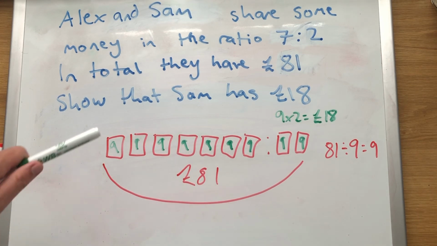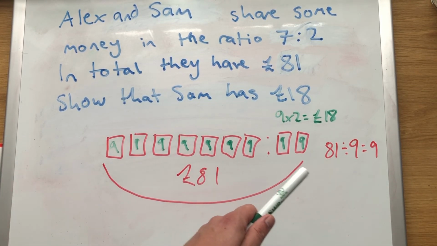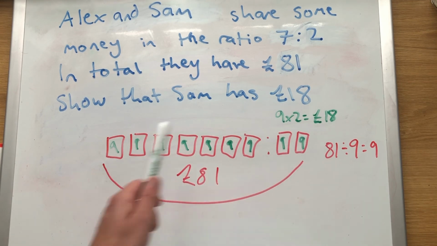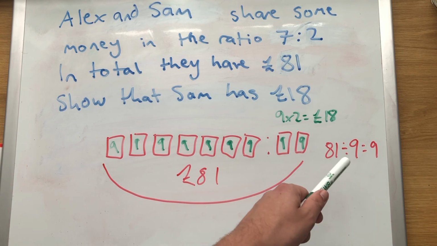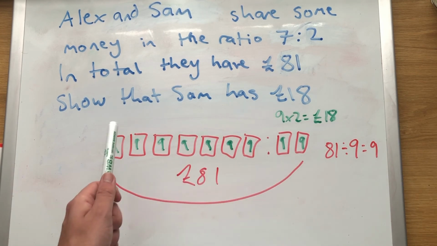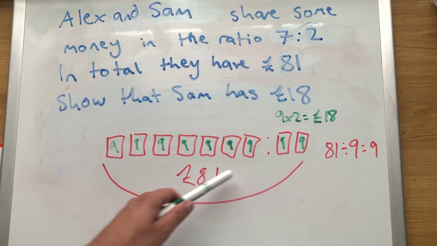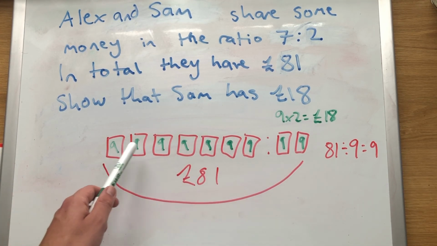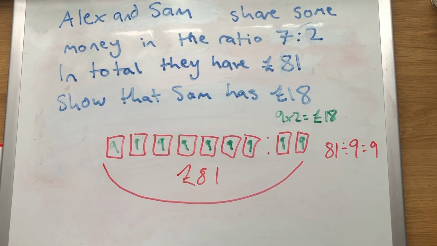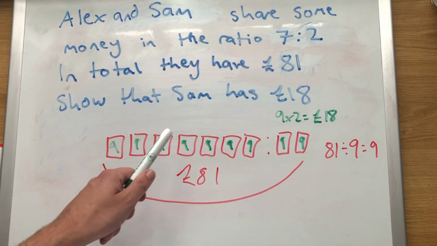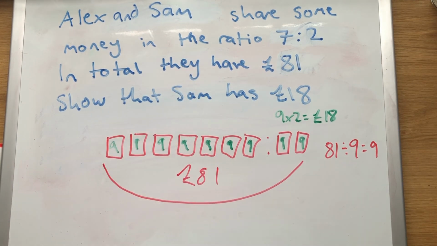So what you want to do, you want to draw out your ratio, find out what the total is, do the total divided by however many boxes you have. Here we have 9 boxes, so total divided by 9. Find out what one box is, and then multiply it here. Here we've got 7 boxes, so 9 times 7. And then you'll find out how much Alex has. 9 times 2 is 18, to find out how much Sam has.